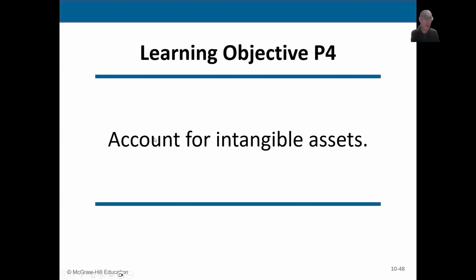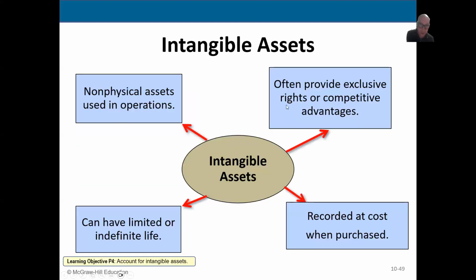What about something that's intangible? The word intangible means you cannot physically touch it. An intangible asset includes things like patents, copyrights, intellectual property, digital assets, things like that. So non-physical assets used in the operation of the business. They have a limited or infinite life depending on what it is.